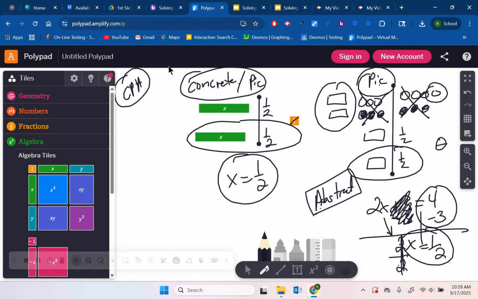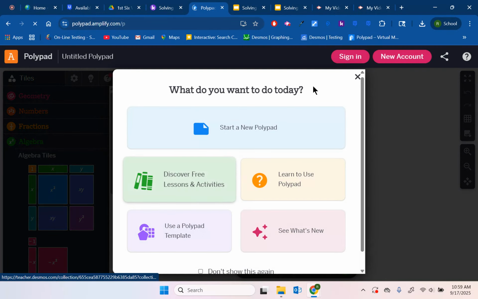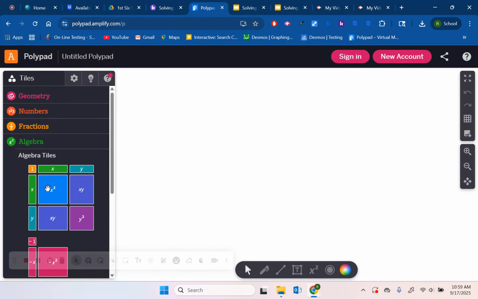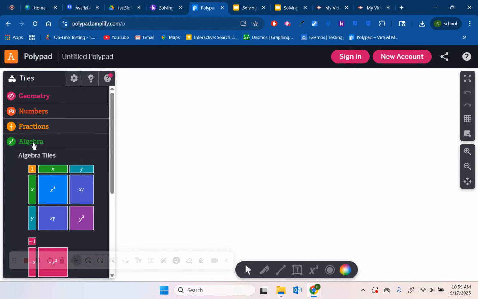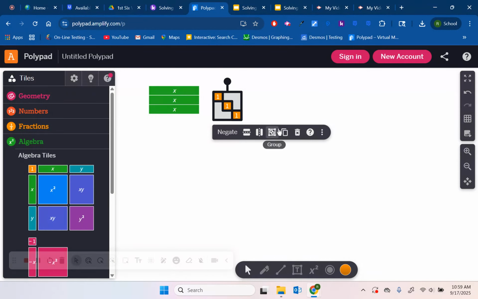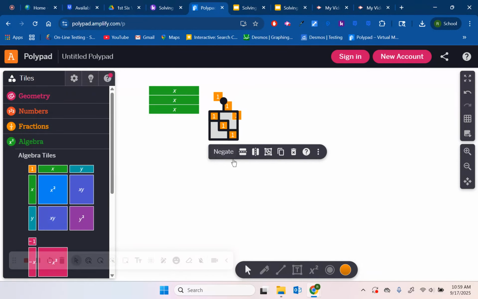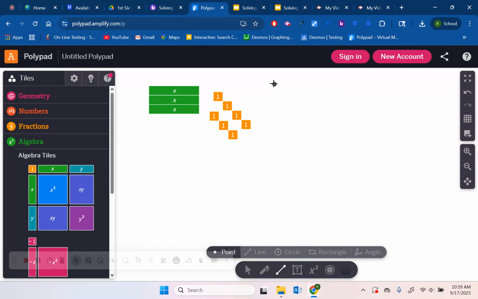So let's see if we can draw it out here. That's what you do when you want to reset everything. Press polypad, launch polypad, and then you start drawing everything out. Here we go. 3x, plus 7, copy, copy, copy, there's my 6, and then one more, 7, equals negative 8.